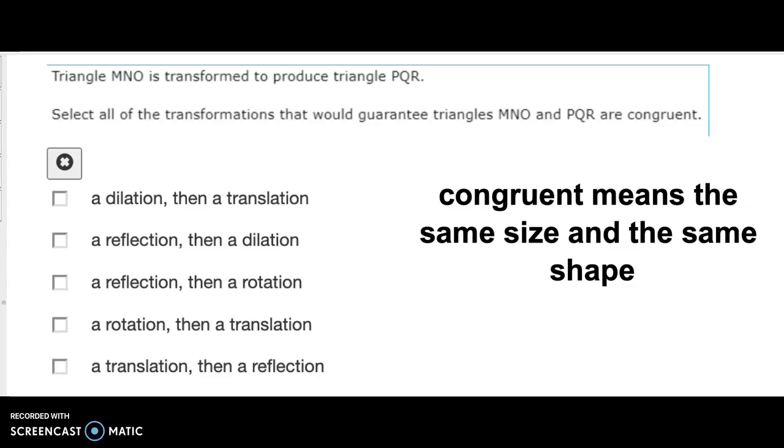Triangle MNO is transformed to produce triangle PQR. Select all of the transformations that would guarantee triangles MNO and PQR are congruent.